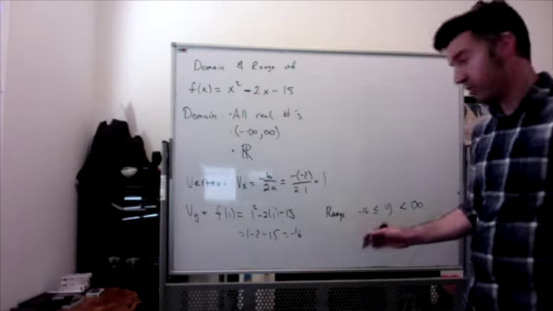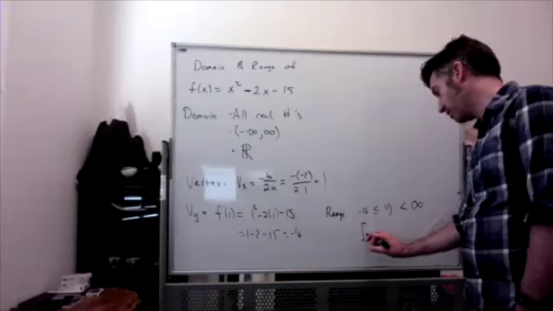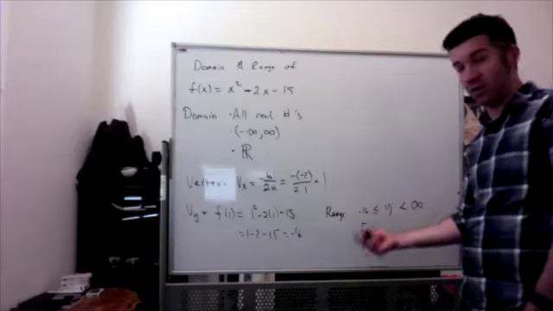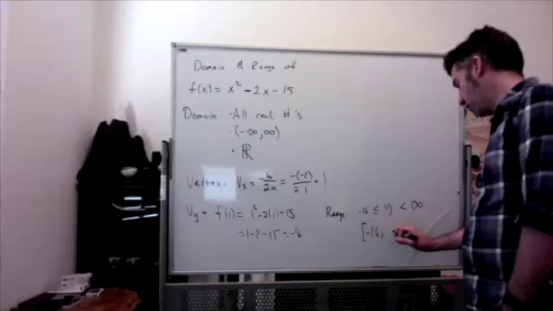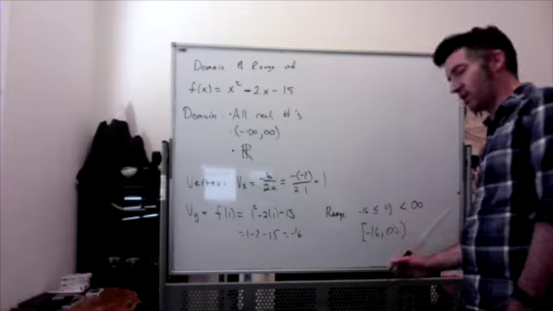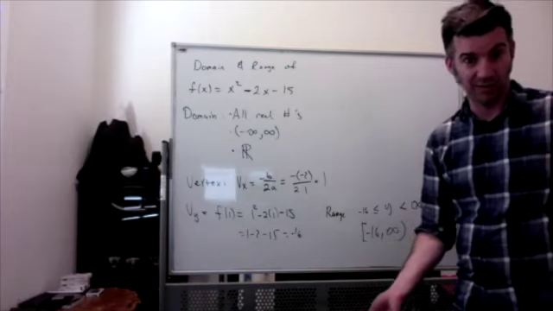The actual way I want you to write the range is using interval notation, which is going to be bracket negative 16 to mean that negative 16 is included, all the way up to infinity with the parentheses, because we never include infinity because it's not a real number.